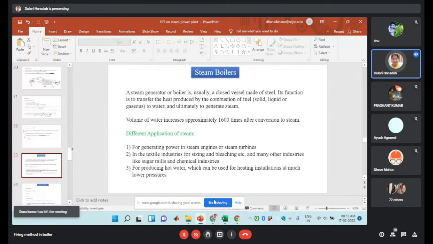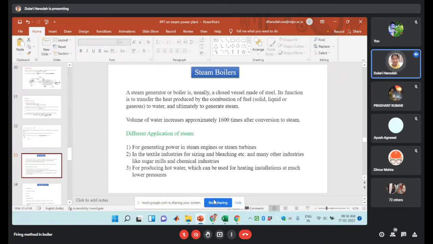Then we are going to discuss the steam boilers. As it is a steam power plant, first we need to discuss what steam boilers are available, then the steam turbine, then the condenser types, and then the FD fan and ID fan, which are used at the boiler furnace as well as in the chimney. So now we are going to discuss the individual components.